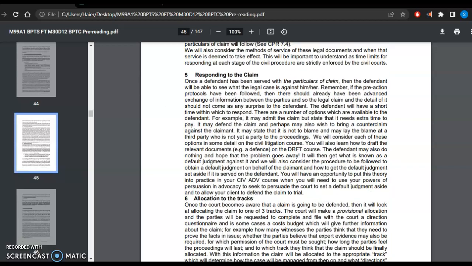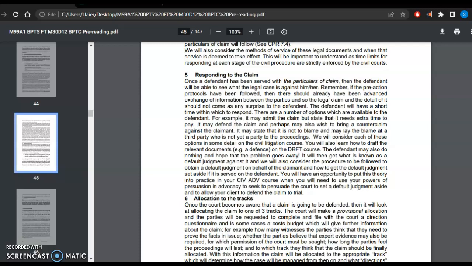Then comes responding to the claim. Once a defendant has been served with the particulars of the claim, the defendant will be able to see what legal case is against him or her. So the claim form tells the defendant what kind of wrong he has done or he might have done against the plaintiff. Now here is an important thing.